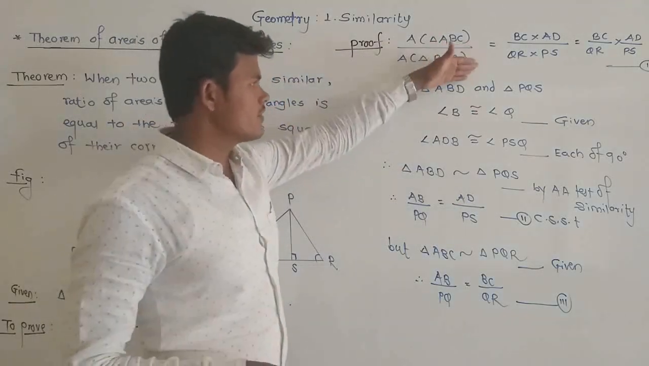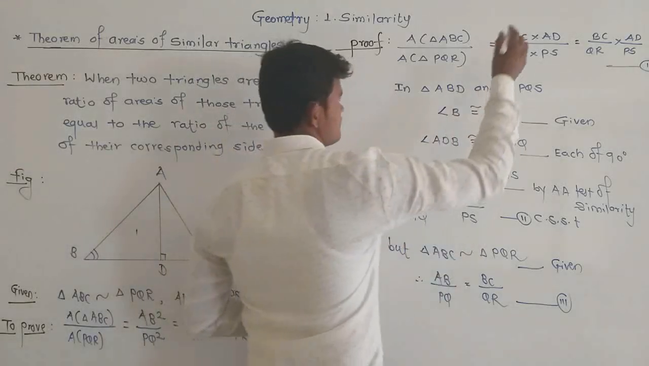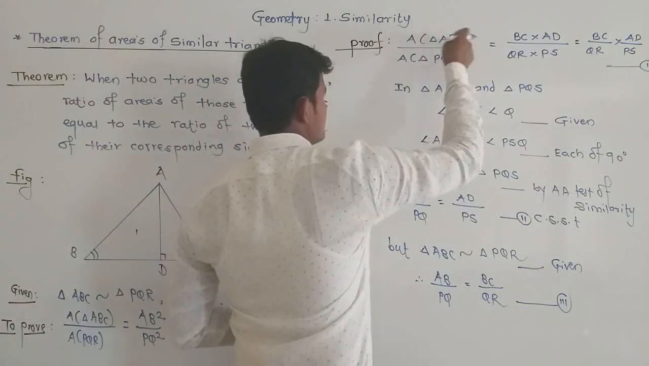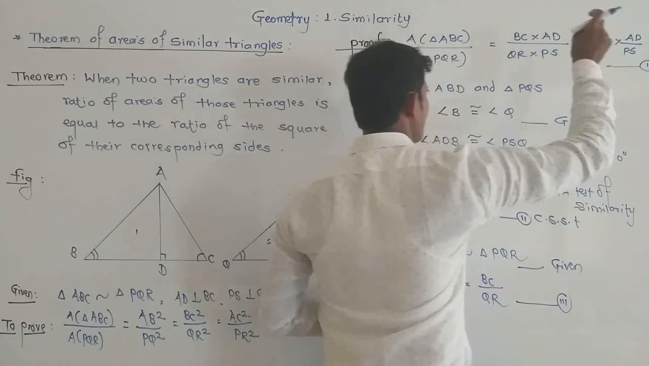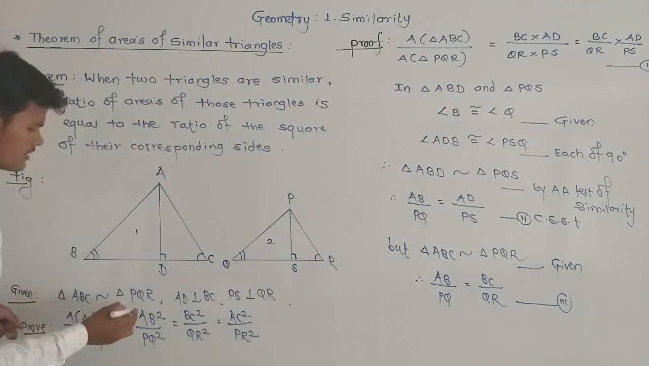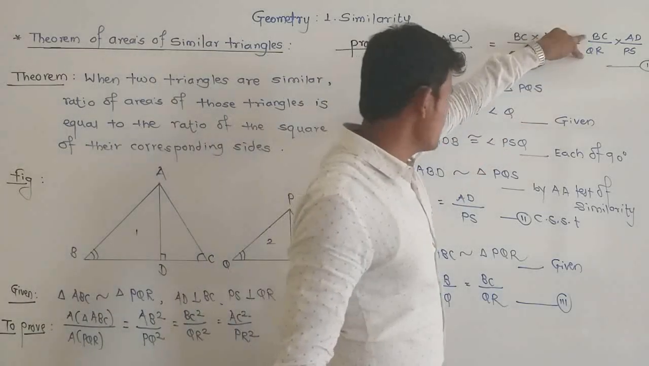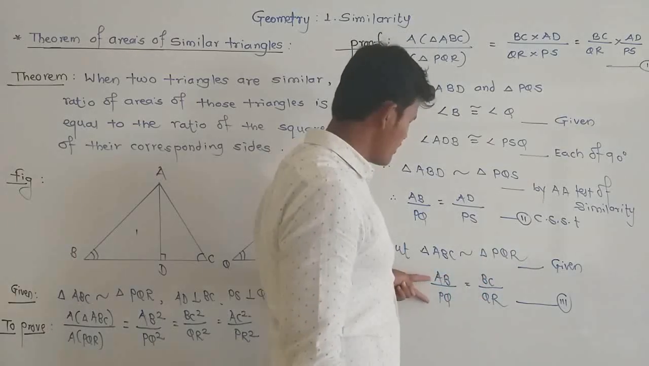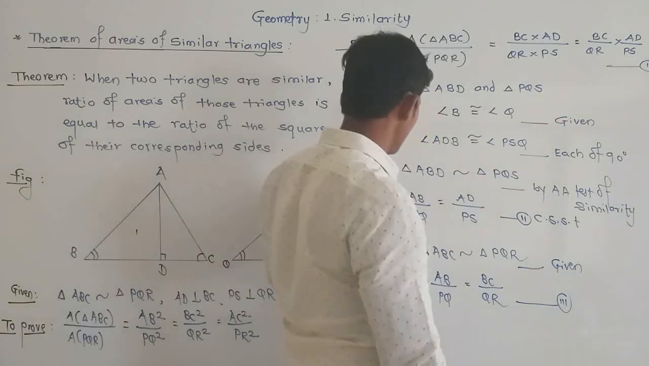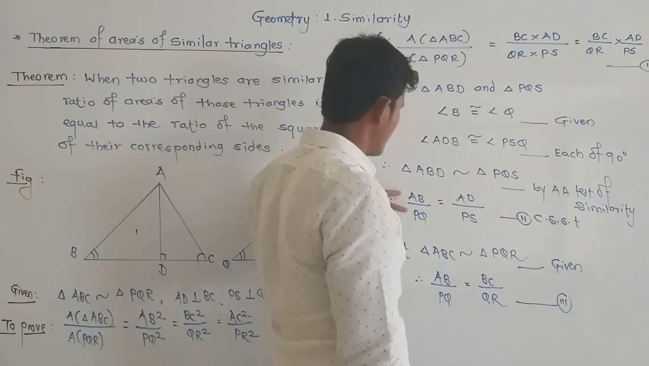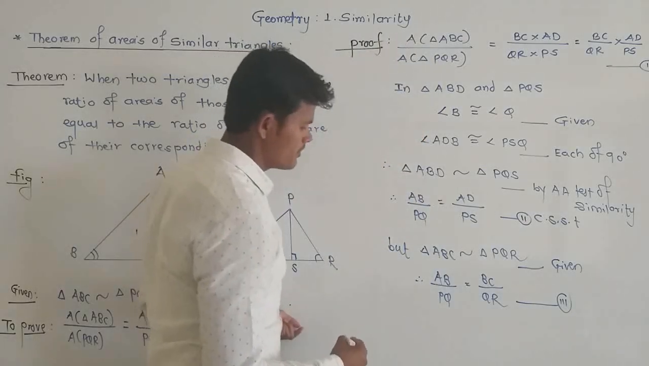So from equations first, second and third, we get: from equation 1, area of triangle ABC to area of triangle PQR is nothing but BC upon QR into AD upon PS. But we want the square of the ratio of their corresponding sides. So here BC upon QR is nothing but AB upon PQ. From equation second, AD upon PS is nothing but AB upon PQ. That means AB upon PQ into AB upon PQ is nothing but AB square upon PQ square.